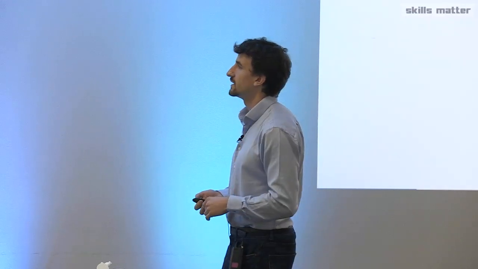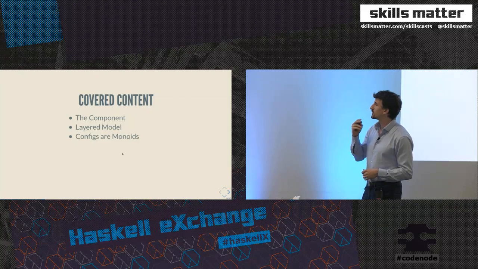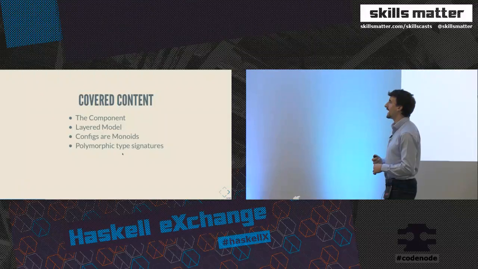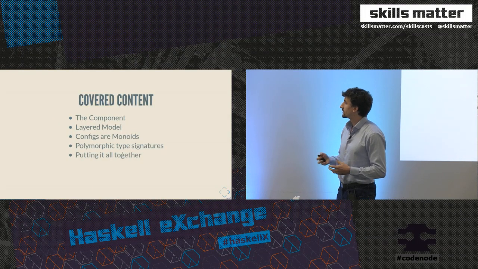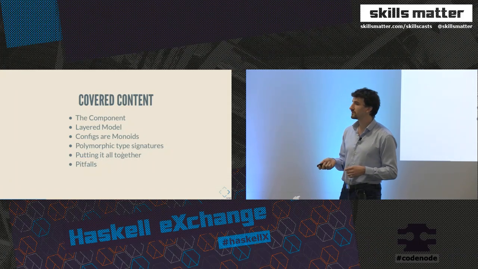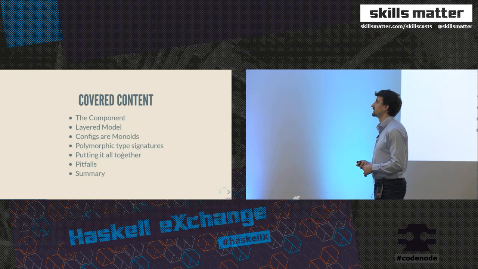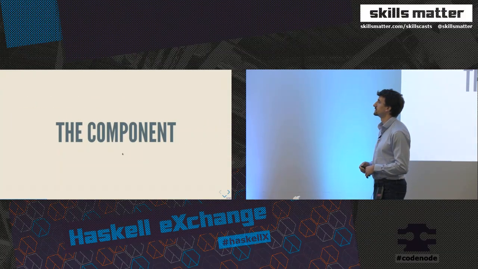So what is covered in this talk? I'll start with the heart of the architecture, the component. I'll explain a bit what I understand by a layered model. An aspect that I got the idea for from the last Haskell Exchange is configs and monoids. That's really useful. I'm going to dive a bit into why the type signatures in this architecture are quite polymorphic, and why this is useful. We're going to put it all together, and then there are some pitfalls. And yeah, we'll have a short summary.